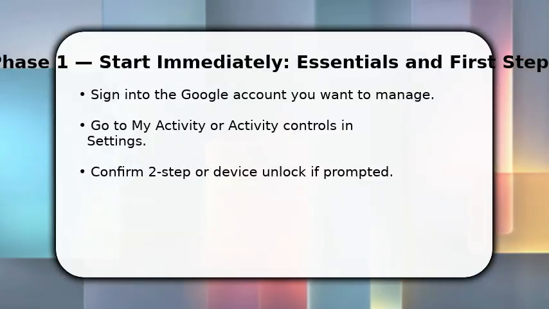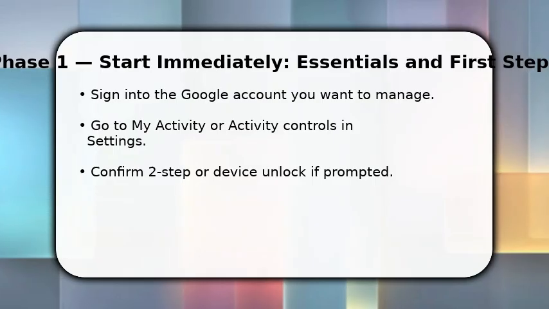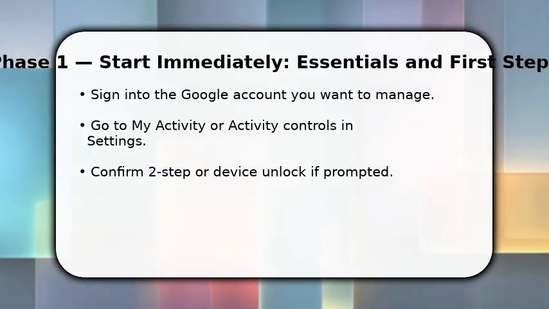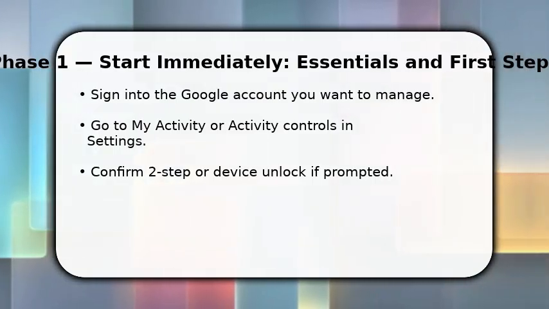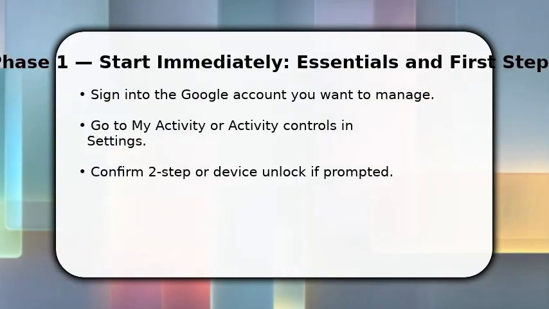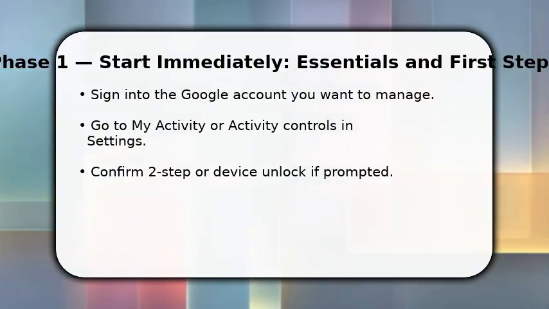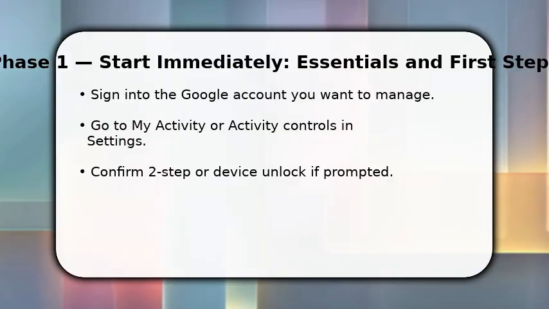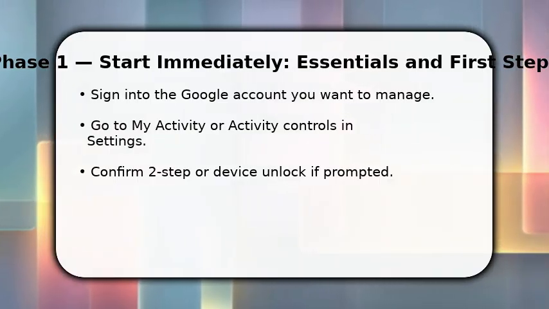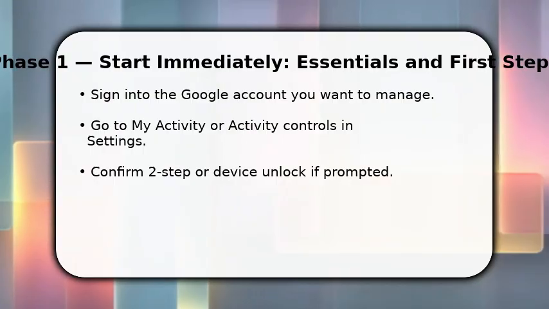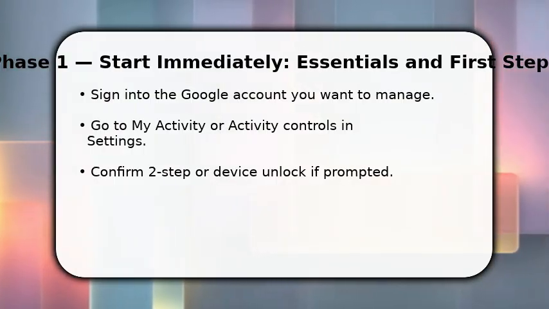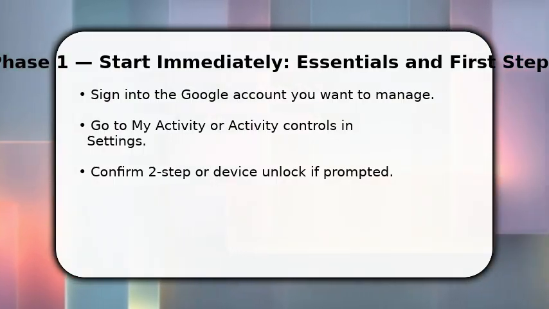You start by signing into the exact Google account that holds the saved activity. Once signed in, open Activity Controls or My Activity in Settings. This is where Google lists web and app activity, location, and YouTube history. Make sure your device or two-step verification is available if Google requests confirmation. Don't navigate away, stay in the account view.